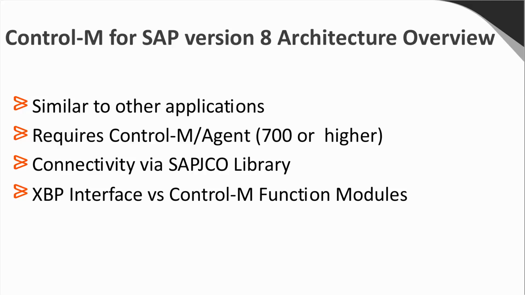Like any other control modules, this product is installed on top of any supported Control M agent version, and using the Java library provided by SAP called GCO, the product interacts with the SAP system using one of the two methods supported. The first is using the standard APIs provided by SAP in the XBP interface. Or alternatively, it's possible to work with the Control M function modules included with our product, which requires being loaded in the SAP system server. Let's move to the new features now.